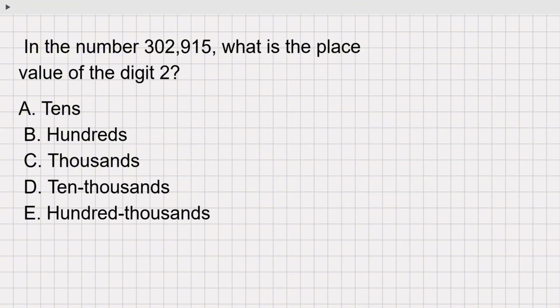Moving on to our last one, in the number 302,915, what is the place value of the digit 2? I can tell that this is in the thousands place. It's not tens because that's the 1. It's not hundreds because that's the 9. It's not 10,000s. That's a 0. 100,000 is a 3. So C is my answer because that's where the 2 is.